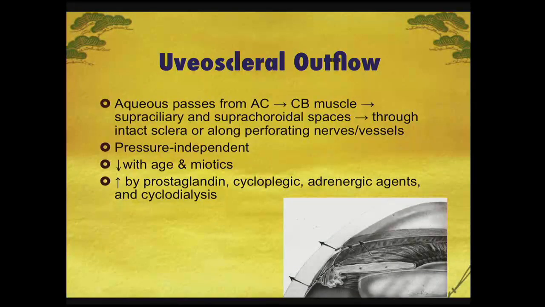Another important outflow pathway is the uveoscleral outflow pathway. This is the one that is thought to be increased by prostaglandin analog eye drops. Here, aqueous passes from the anterior chamber through ciliary body muscle into the superciliary and suprachoroidal spaces, and then it flows out along sclera or perforating nerves and vessels. This is a pressure-independent pathway.